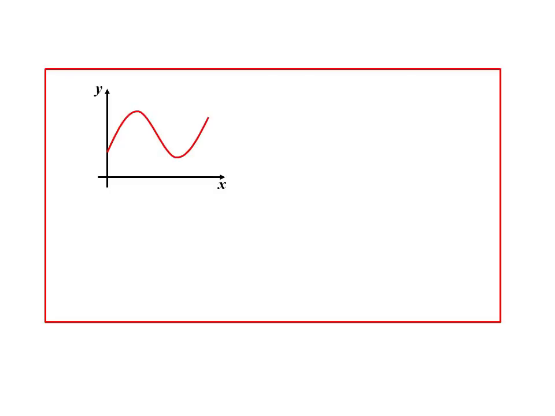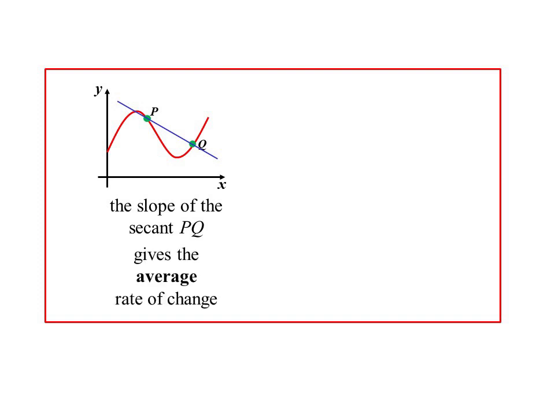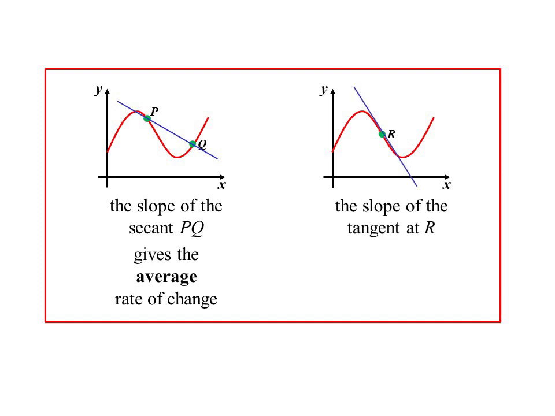Here's the same graph. If we're moving from the point P to Q, then the slope of PQ, the secant, would tell us the average rate of change when we went from P to Q. Okay, so that's the average rate of change. Whereas when we look at the derivative, so we're just looking at that point R, that's what we call an instantaneous rate of change. And that's probably more useful.